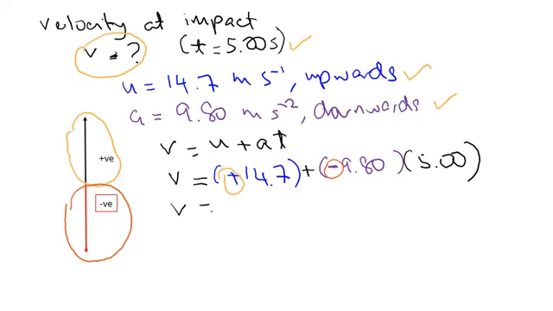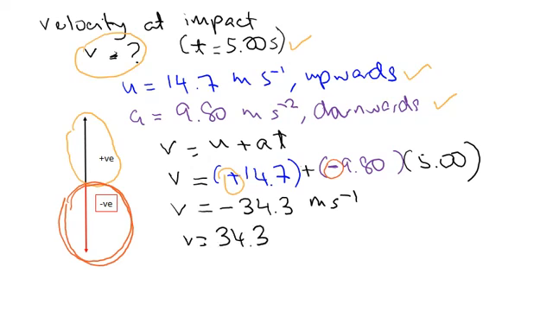If you calculate your value of v, you'll get negative 34.3 meters per second. Do not be put off by the minus sign, because the minus sign just indicates the direction of the velocity. Now let's look back at our convention. Again, note that downwards is negative. So your v will be 34.3 meters per second downwards. So this is your answer.